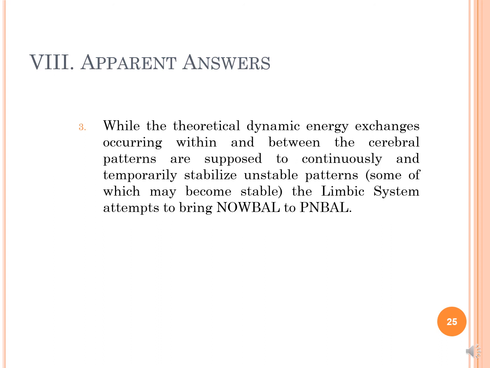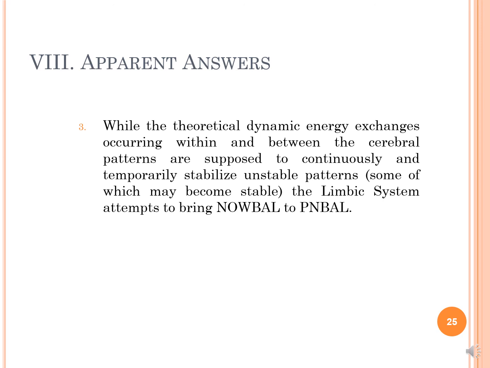Number 3, while the theoretical dynamic energy exchanges occurring within and between the cerebral patterns are supposed to continuously and temporarily stabilize unstable patterns, some of which may become stable, the limbic system attempts to bring non-optimal once baseline level to primary needs baseline activity level. So they go towards the same idea, but one is more contextual. That would be the stable patterns in the limbic system, whereas the cerebral cortex is stabilizing an unstable condition temporarily.